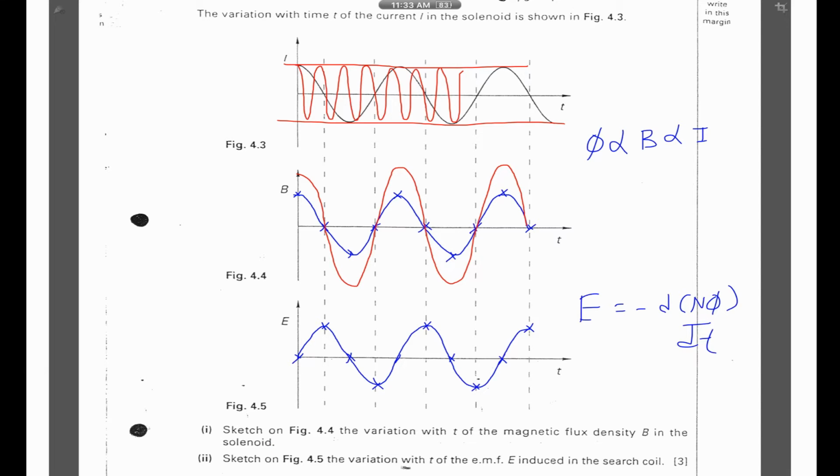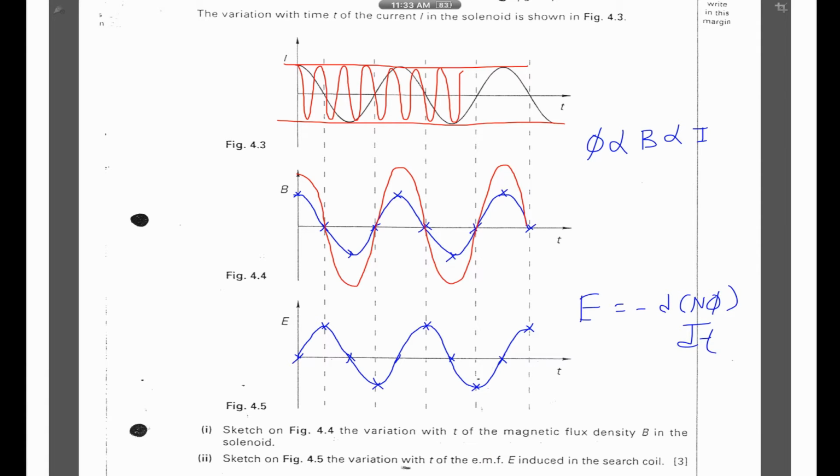Now what they gave you, just refer to the original graph, the black color, ignore the red one first. The original graph is the current, which is a cosine function. So the flux density will follow the same graph as the current, because the flux density is proportional to current. So therefore you just follow back the same graph. The blue color one, just plot the blue color exactly the same as this. Amplitude not the same, never mind, because the value will be different, but the shape must be the same.